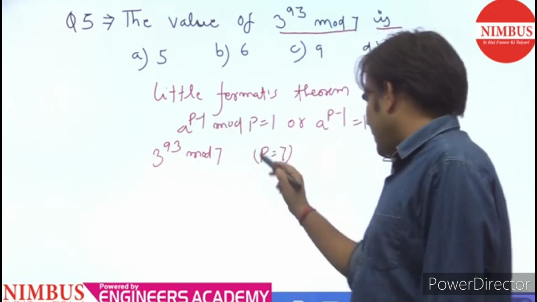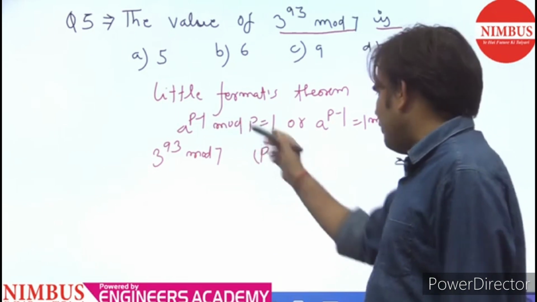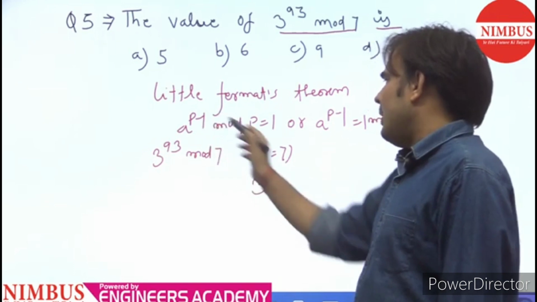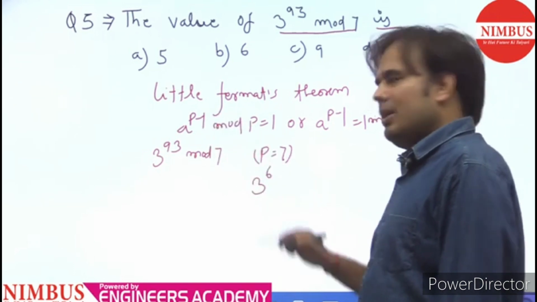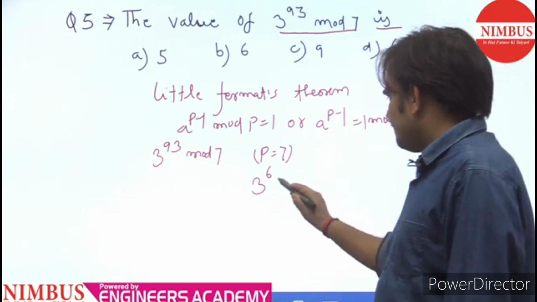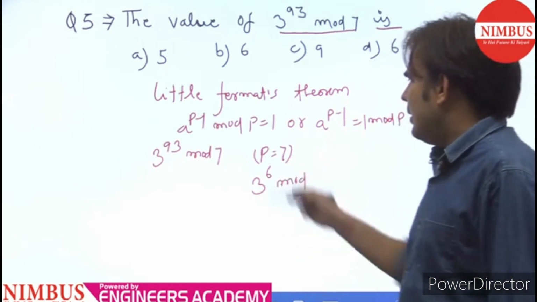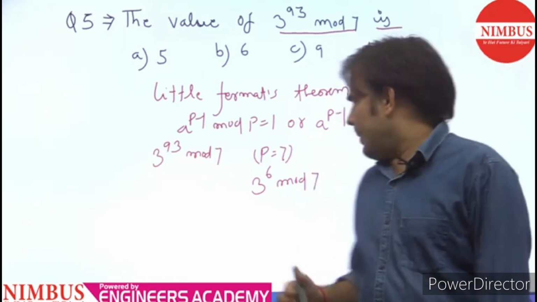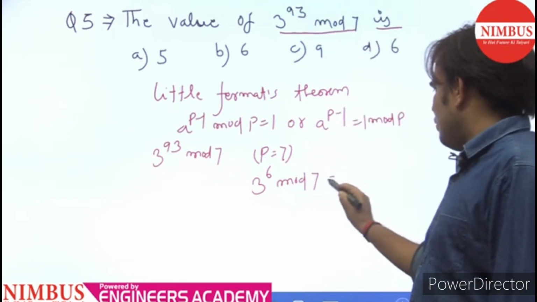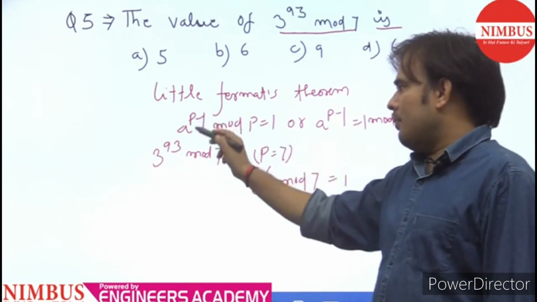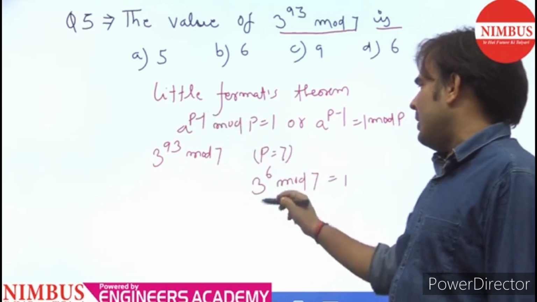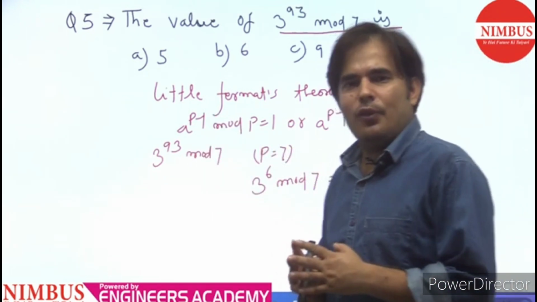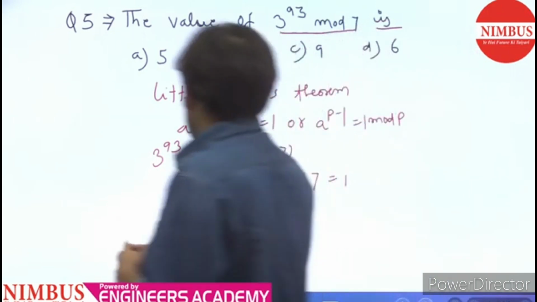So what we are getting from here: a is nothing but 3, so 3 to the power p minus 1, and p minus 1 is 6, mod p, which is 7. So 3 to the power 6 mod 7 equals 1. 3 to the power p minus 1 is 7 minus 1, that is 6. 3 to the power 6 mod 7 equals 1.